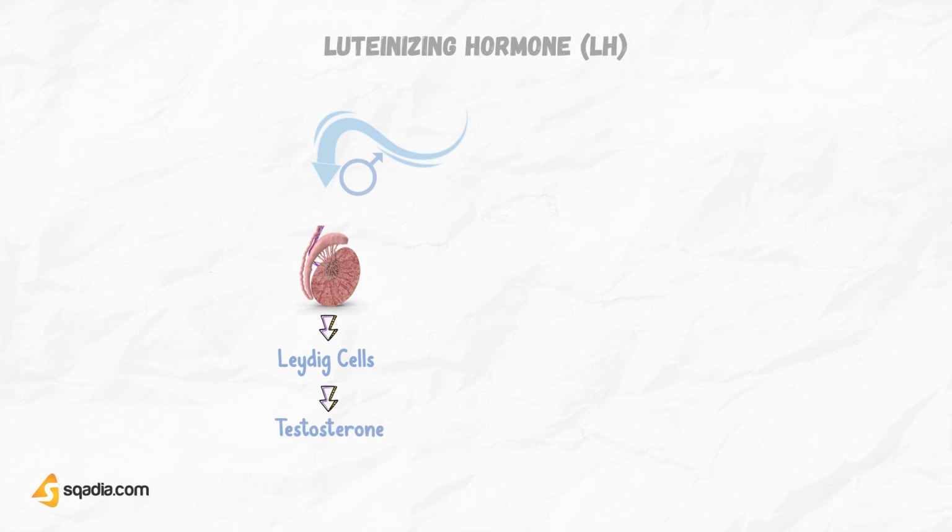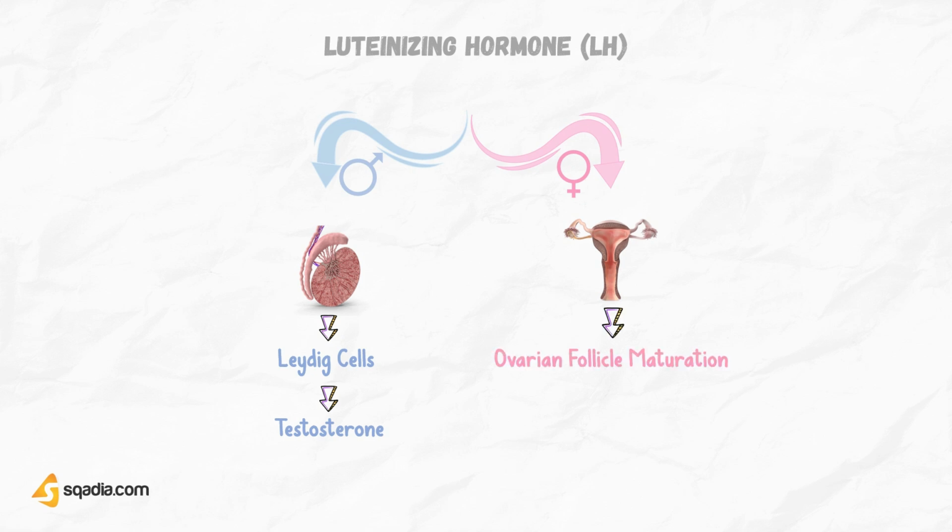This hormone acts on the testes in males, where it stimulates the interstitial cells, or what we call Leydig cells, present in the interstitial space. These Leydig cells, in response, produce testosterone, the male sex hormone. While in females, it acts on the ovaries, where, along with FSH, it causes the ovarian follicle to mature, and then triggers ovulation, and regulates ovarian hormone, progesterone, synthesis and release.